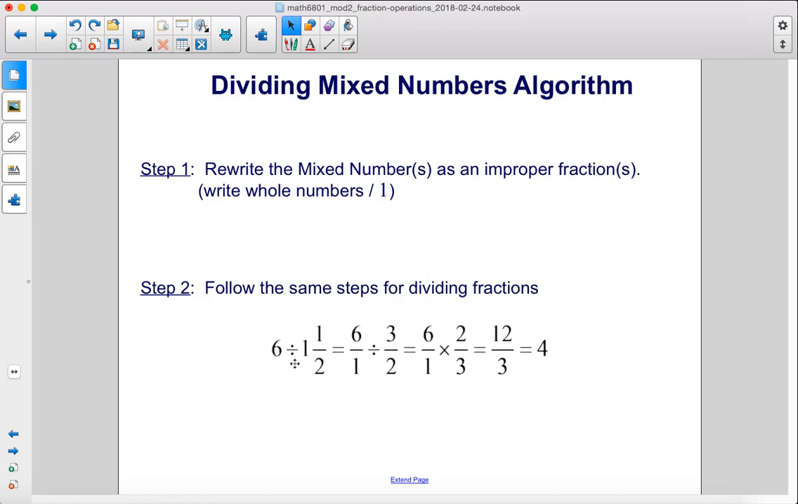So 6 divided by 1½ would become 6 over 1 divided by 3/2. So we've turned this mixed number into an improper fraction. Then we keep, change, flip, and then solve.